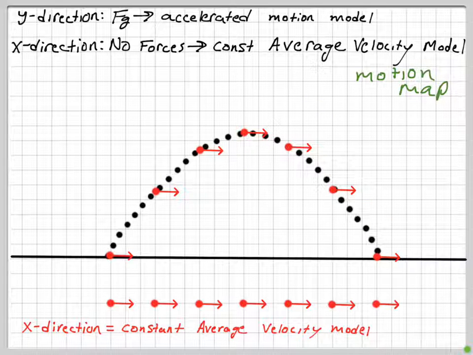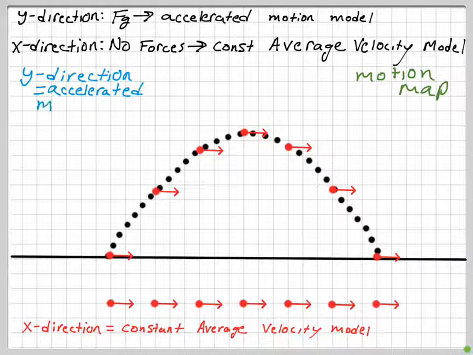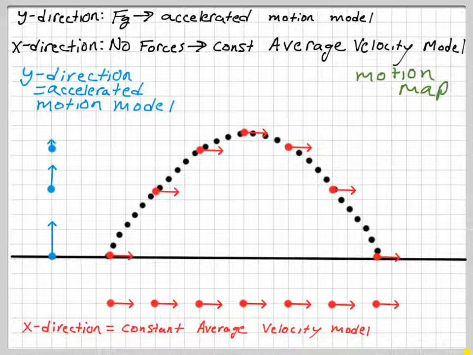So what about our Y direction? Let's remind ourselves of the motion map model for the Y direction, where we've got accelerated motion. Well, the motion map model looks like that. So the object is going up to the apex and it's slowing down.